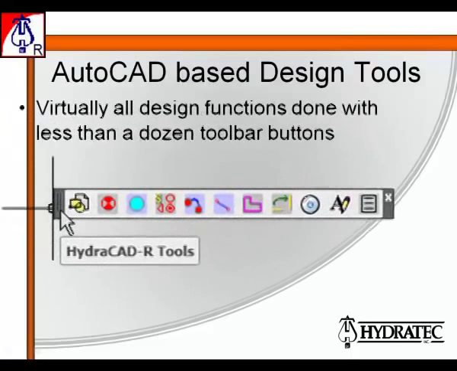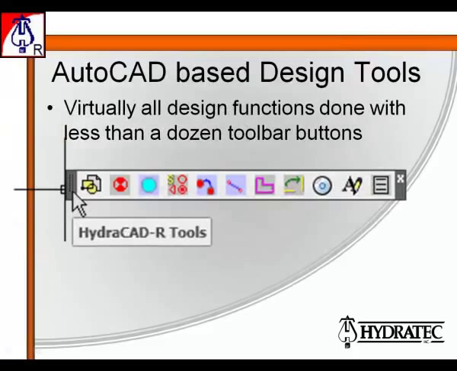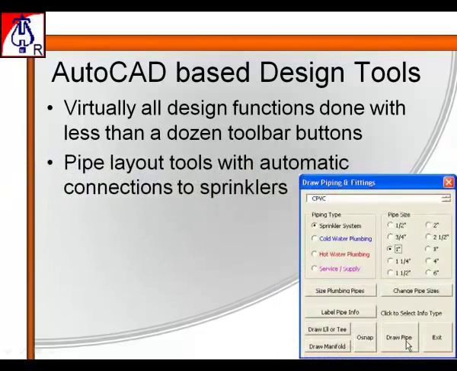AutoCAD provides as an industry standard all the tools necessary to represent your design, almost all of which can be done with less than a dozen buttons on the HydraCAD toolbar. The Piping Layout tool is an example of one of these buttons and provides you with a dialog box that allows you to choose the type, function, and size of the piping to be included in your design.